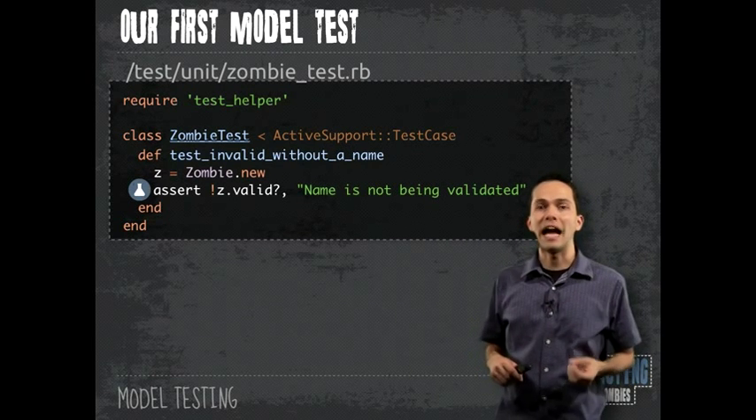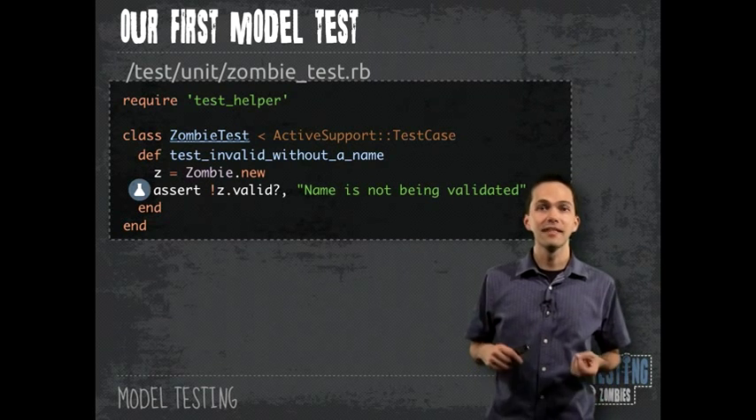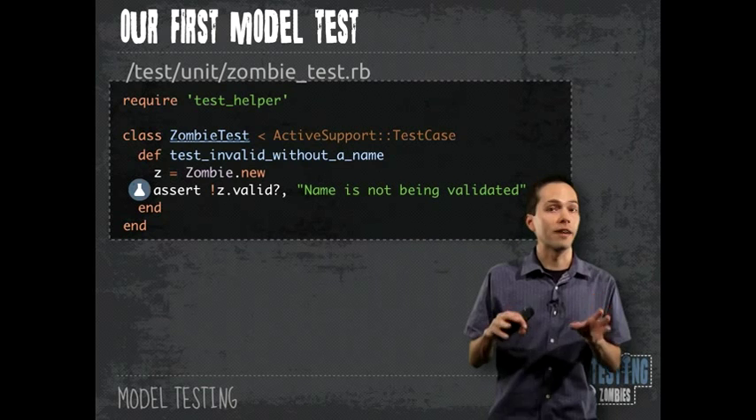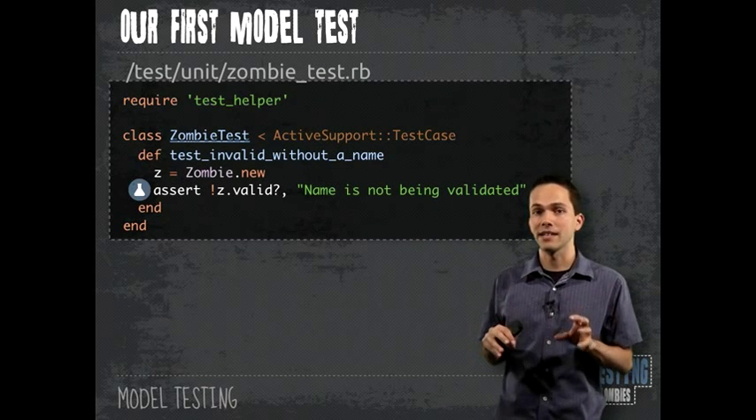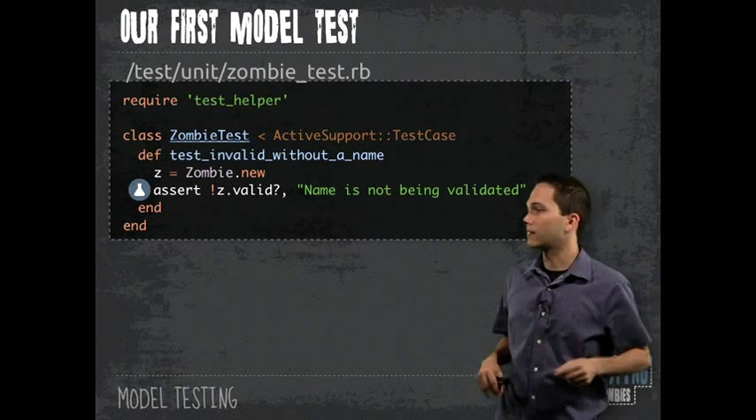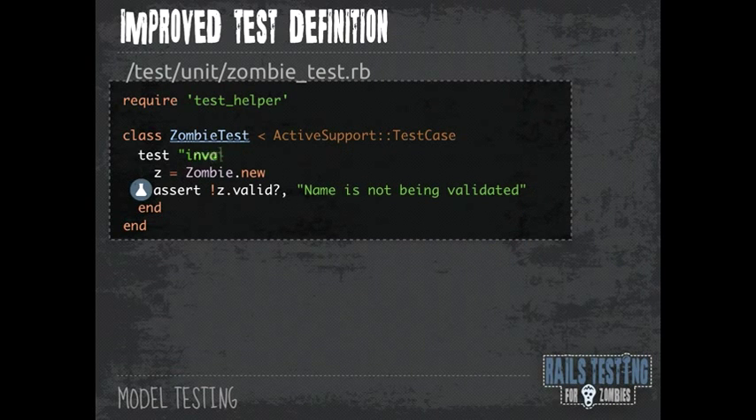Now before we run the test, the one thing you might have noticed about ZombieTest is that it inherits from ActiveSupport::TestCase. This is a class from Rails that gives you access to a bunch of helper methods. One of the helper methods allows you to write your tests, your test definitions, in a nicer form. We can rewrite the test definition to say test "invalid without a name" do, and include the test in a block. A little more readable.